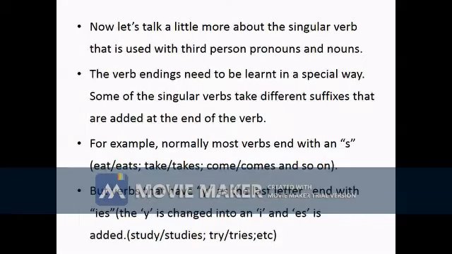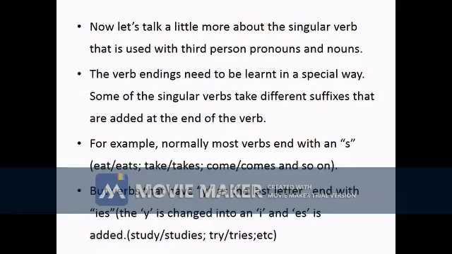Now let's talk a little more about the singular verb that is used with third person pronouns and nouns. The verb endings need to be learnt in a special way. Some of the singular verbs take different suffixes that are added at the end of the verb. For example, normally most verbs end with an s, like in the case of eat, eats, take, takes, come, comes, and so on. But verbs that have y as the last letter end with ies. That means the y is changed into an I and then es is added.